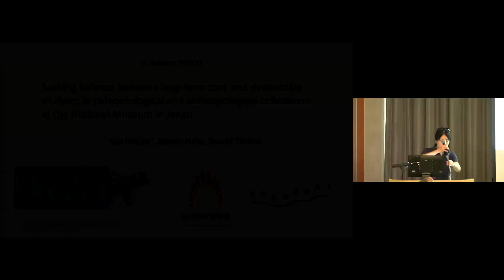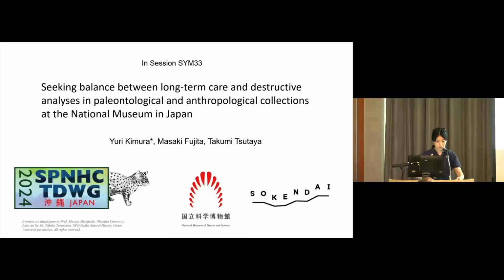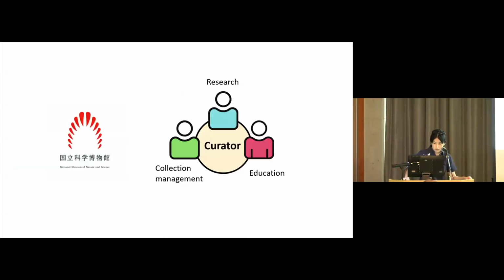All right, so we are a group of paleontologists and anthropologists, and our talk, also three of us, is about seeking balance between long-term care and destructive analysis in paleontological and anthropological collections at our museum, the National Museum of Nature and Science in Japan. Two of our presenters are from this museum, and as curators, we manage three kinds of jobs in a collection we are in charge of. The fact that we are both collection managers and researchers is kind of important in this talk.